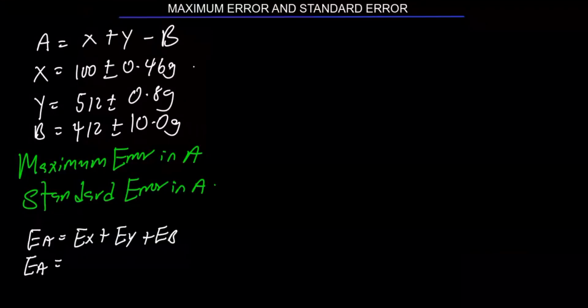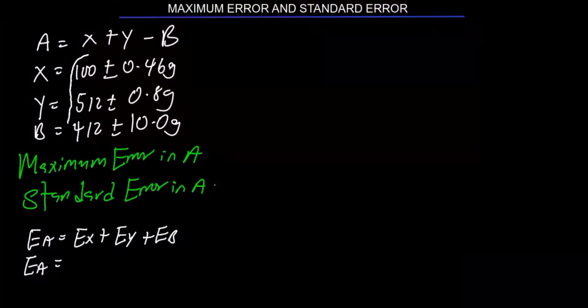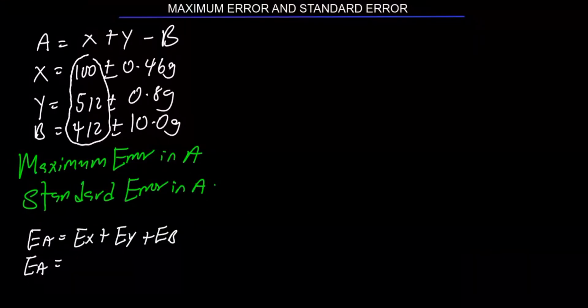Whenever you are being given something like this, take note that a complete measurement always has value, standard of comparison, and uncertainty. Look at the real values here. The value of x is 100, the value of y is 512, and the value of b is 412. This is how you'll be given a complete measurement.